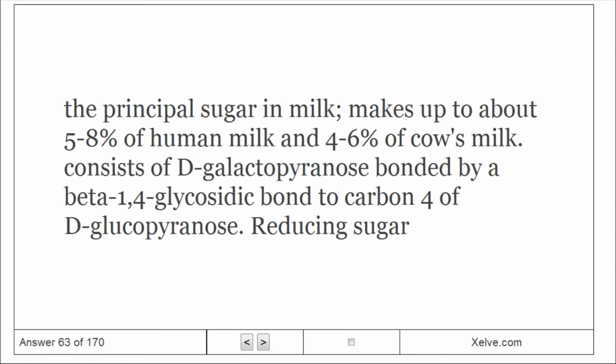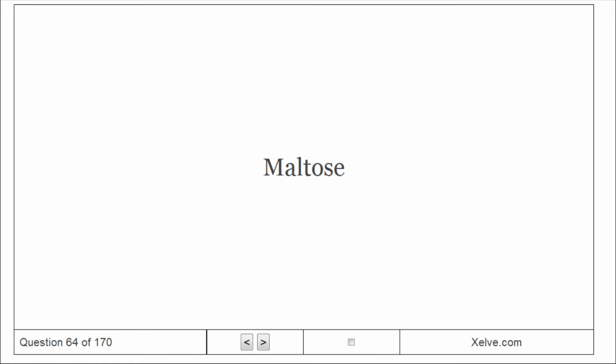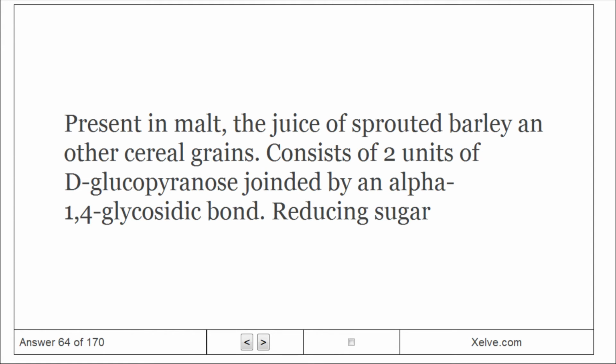Lactose. The principal sugar in milk, makes up about 5 to 8% of human milk and 4 to 6% of cow's milk. Consists of D-galactopyranose bonded by a beta-1,4 glycosidic bond to carbon-4 of D-glucopyranose, reducing sugar. Maltose. Present in malt, the juice of sprouted barley and other cereal grains, consists of 2 units of D-glucopyranose joined by an alpha-1,4 glycosidic bond, reducing sugar.